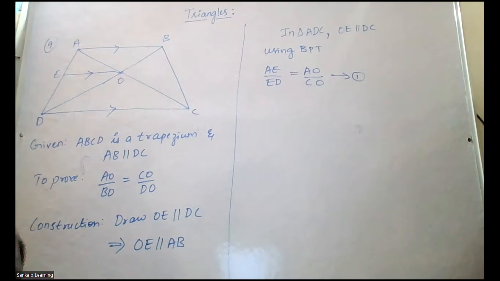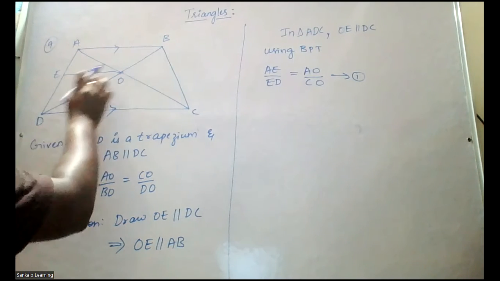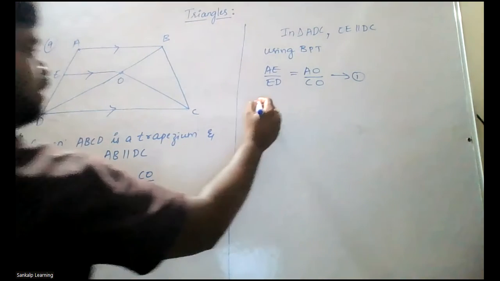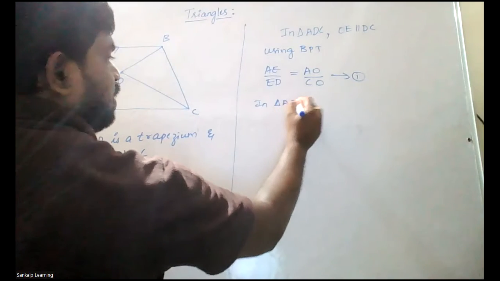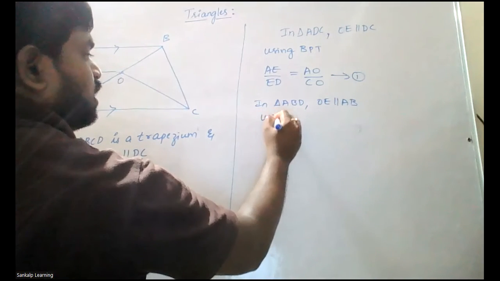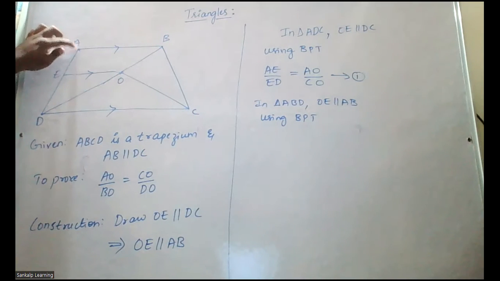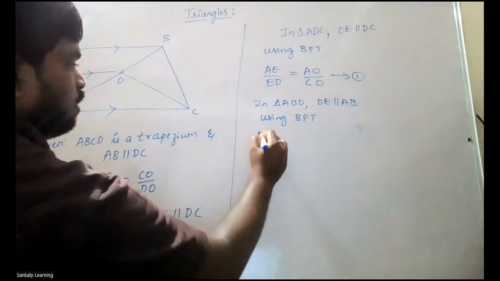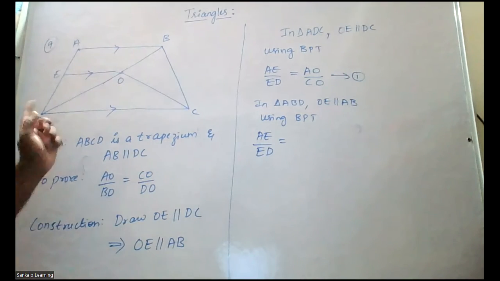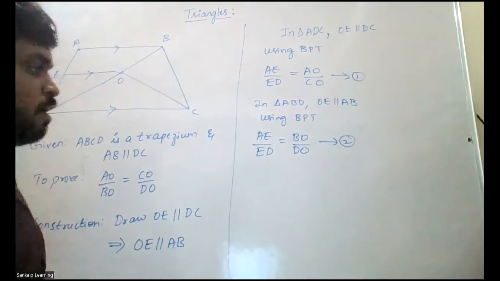Now, similarly, I want BO and DO, right? So I'll take this triangle DBA. Let me erase this part now. In triangle ABD, OE is parallel to AD. Using BPT, observe, I'll start from here. AE by ED will be equal to BO by OD, or I can write it as BO by DO, equation 2.